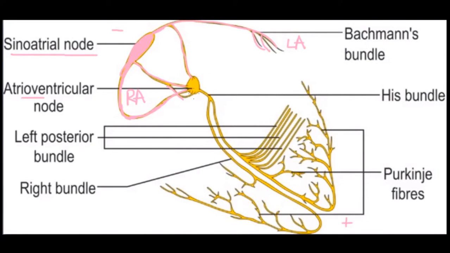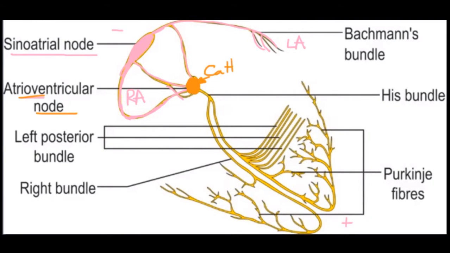Okay, next, the AV node. The AV node, which sits right here, is the only pathway that allows electricity to go down to the ventricles. It is the gatekeeper. And it's very unusual in that it doesn't use sodium for influx, it uses calcium. And that means that it's going to be slower.